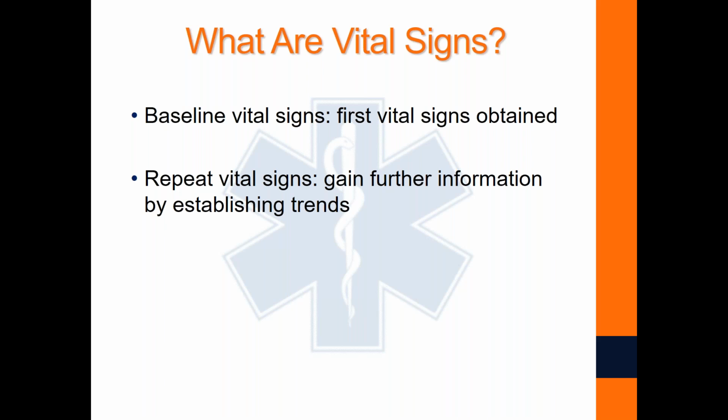But we would start checking, all right, has the rate, rhythm, and quality of their breathing improved from my last set of vital signs? Has their blood pressure gone up since my last set of vital signs? And it's trending how our patient is doing. Are they getting better? Are they getting worse? Or are they just maintaining?